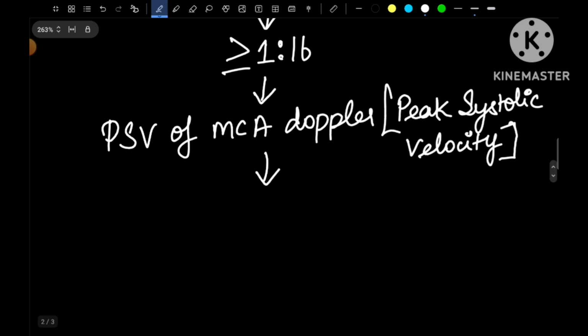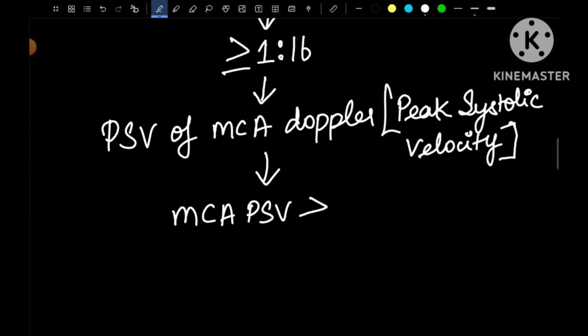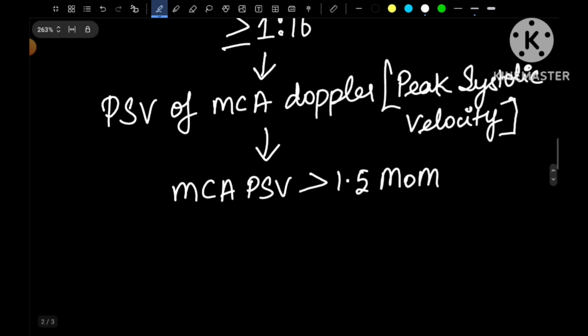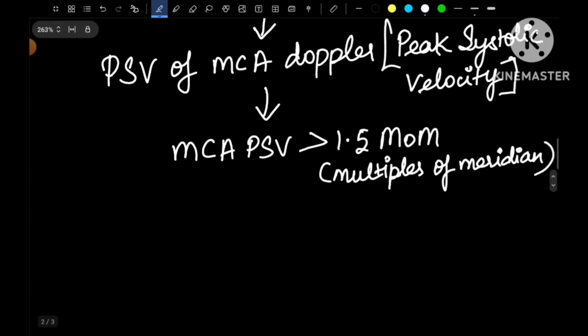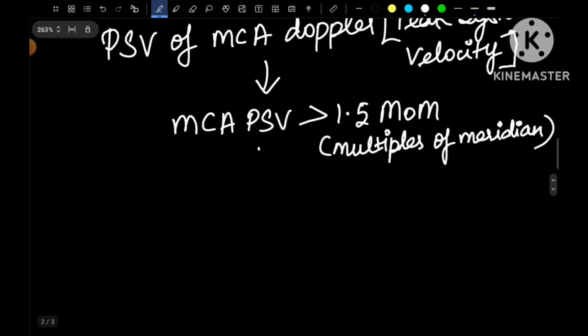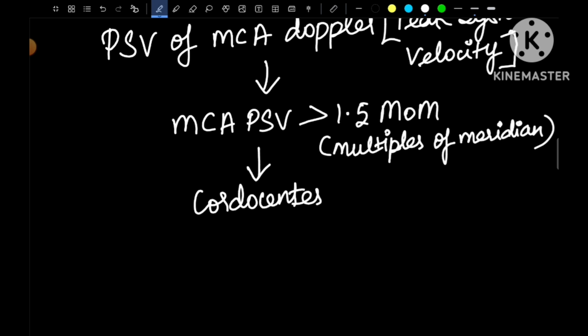If the MCA PSV is more than 1.5 MOM, then we have to do a different intervention. But before that, what is MOM? It is multiples of median. If the MCA PSV is more than 1.5 multiples of median, you have to directly go for cordocentesis.